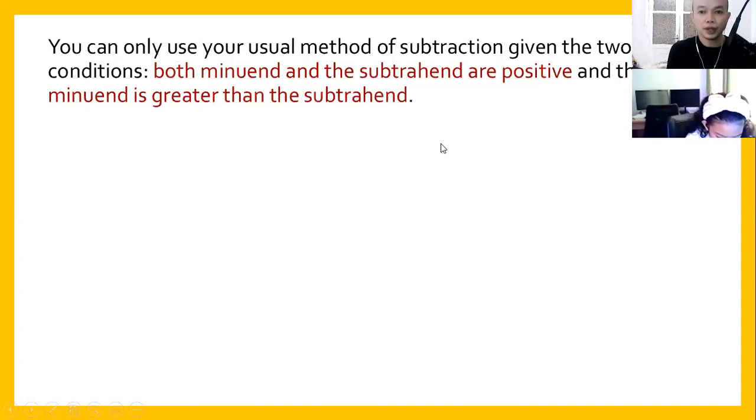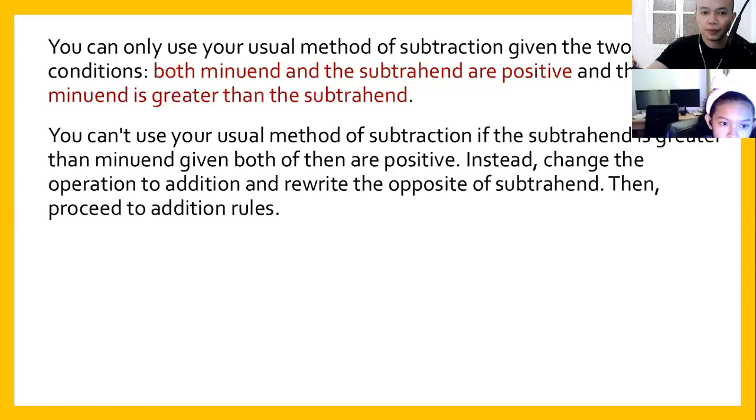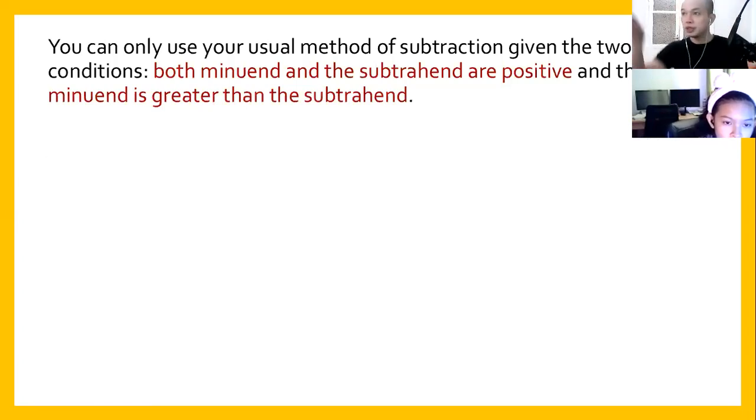It says here, you can only use your usual method of subtraction given the conditions. What are the conditions? Both minuend and subtrahend are positive, and the minuend is greater than the subtrahend. So what does it mean exactly? I will show you on the board so you would understand exactly.